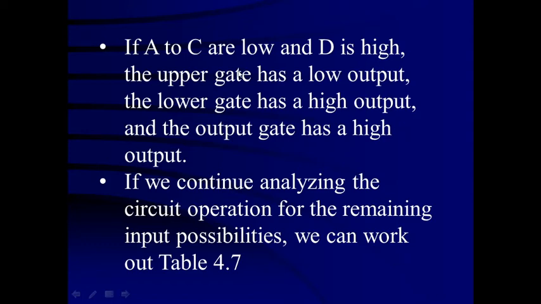If A to C are low and D is high, the upper gate has low output and lower gate has high output and the output gate has a high output. If we continue analyzing the circuit operation for the remaining input possibilities, we can work out table 4.7.